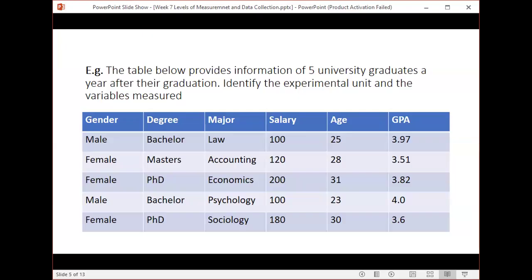So there's no discrete in salary, age, and GPA. They are all continuous. All right. And the fact that there is no decimal does not change it to be count or countable. Right. So that's the explanation.